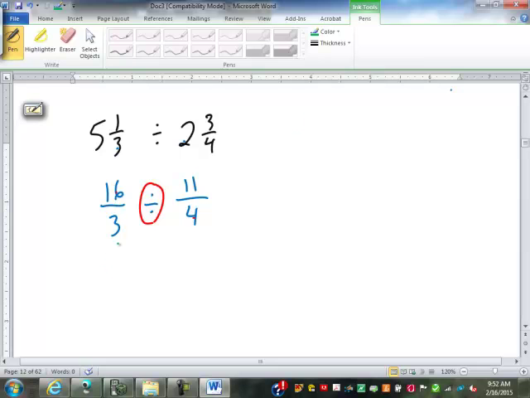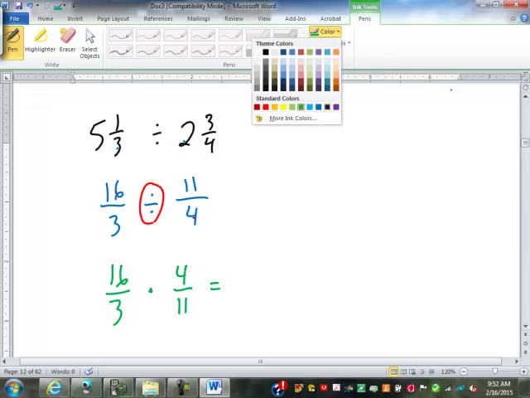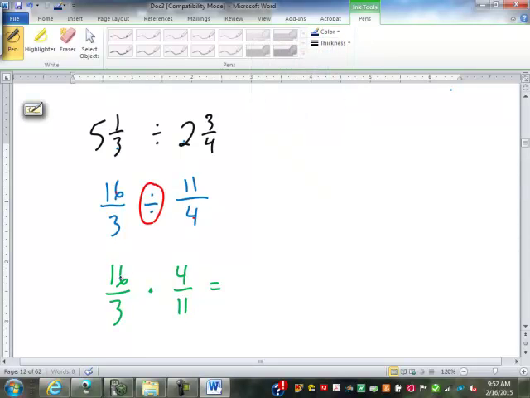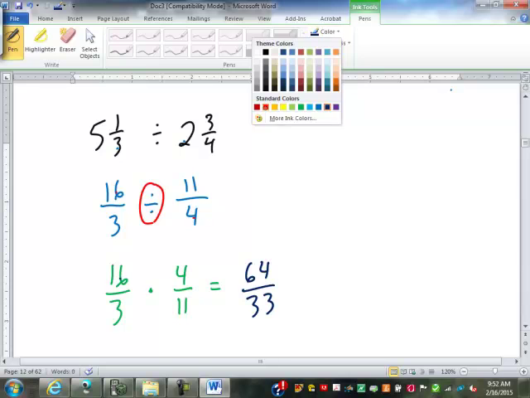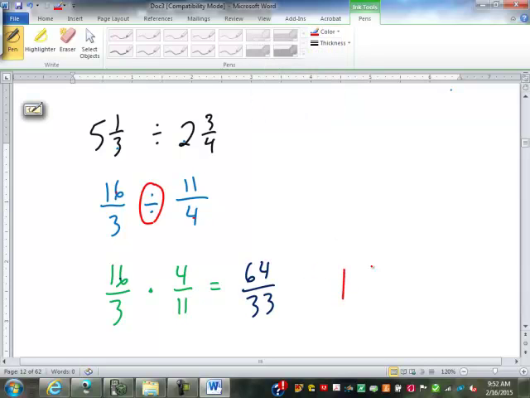The 16/3, remember, does not change. The only thing that changes is the number we are dividing by, which is the 11/4. So that's going to become 4/11, and now we are multiplying. 16 times 4 is 64. 3 times 11 is 33. And then we can reduce. That is 1 31/33.